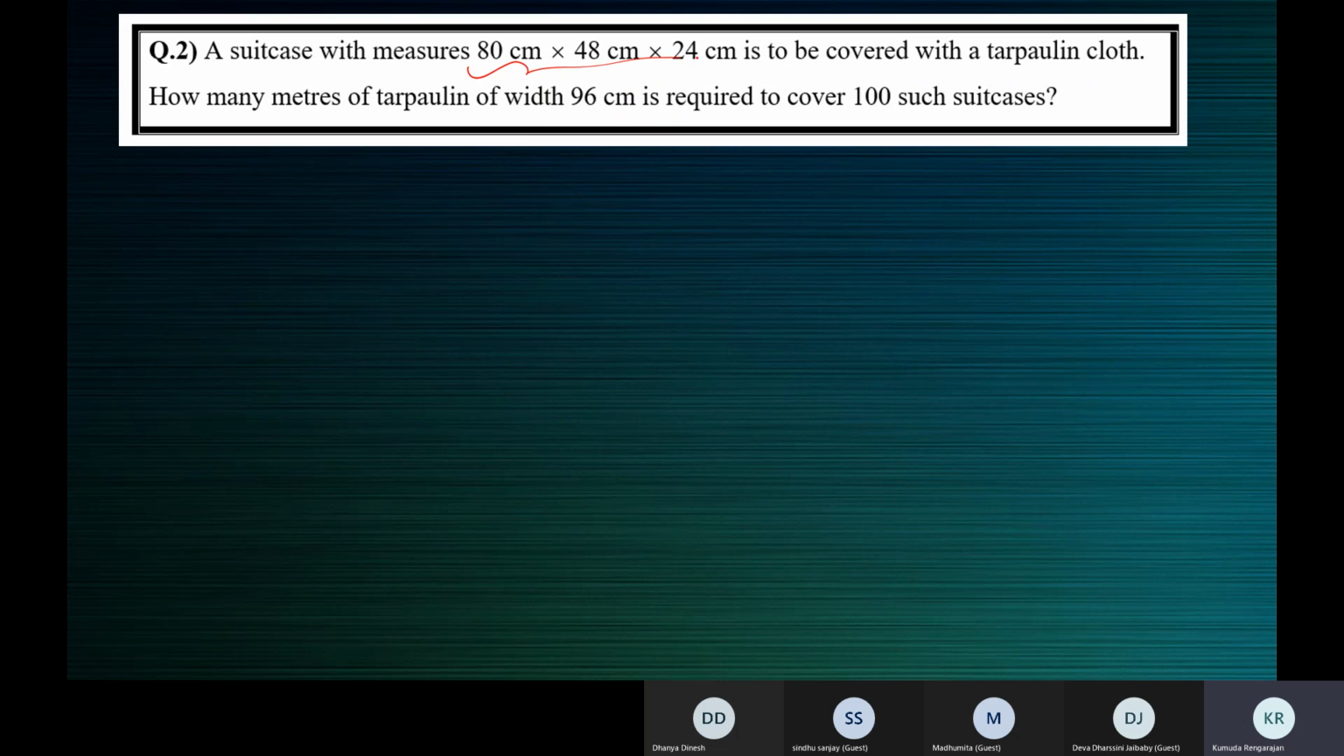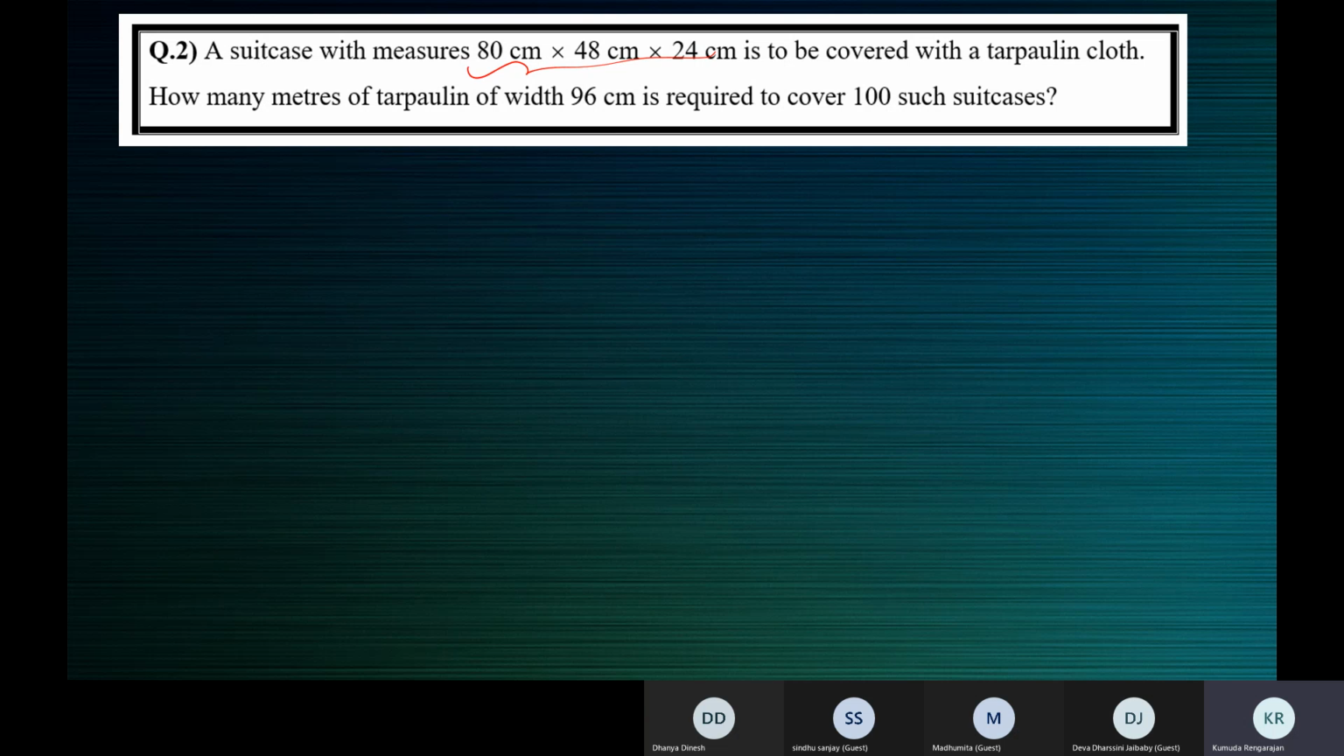These are the dimensions of the cuboidal suitcase. Now you have to cover these. There are hundreds of suitcases. You need to cover these suitcases with this cloth, tarpaulin cloth. And this cloth is sold in the market. The width of the cloth is 96 centimeters.